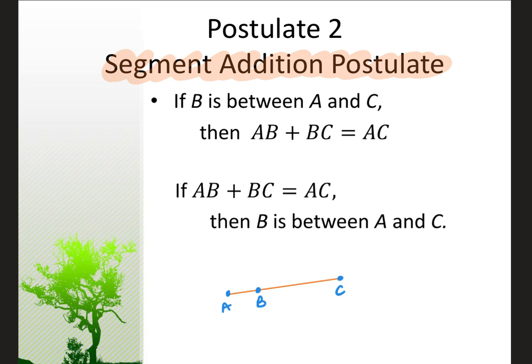Then if I took the length of AB and I took the length of BC and added them together, I would get AC. So that's all this says. AB plus BC would equal AC. And it works in both orders. If B is between A and C, then AB plus BC equals AC. Or if AB plus BC equals AC, then B is between A and C. So you can use it in either direction.